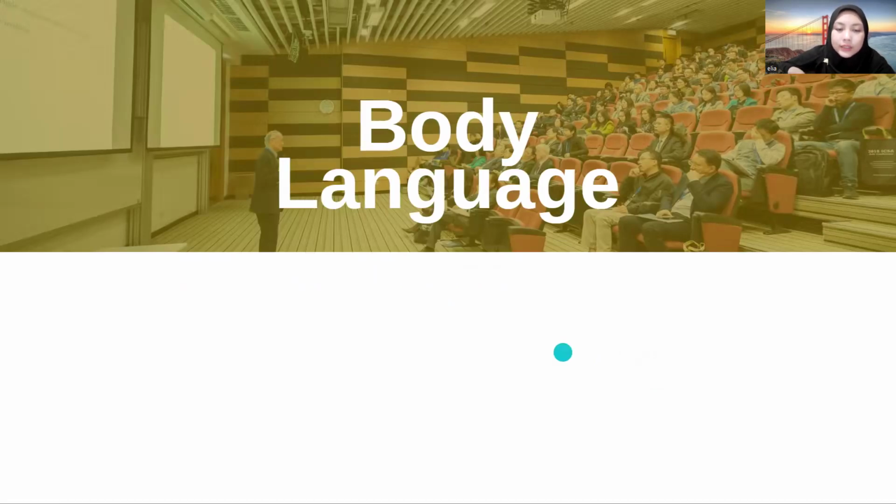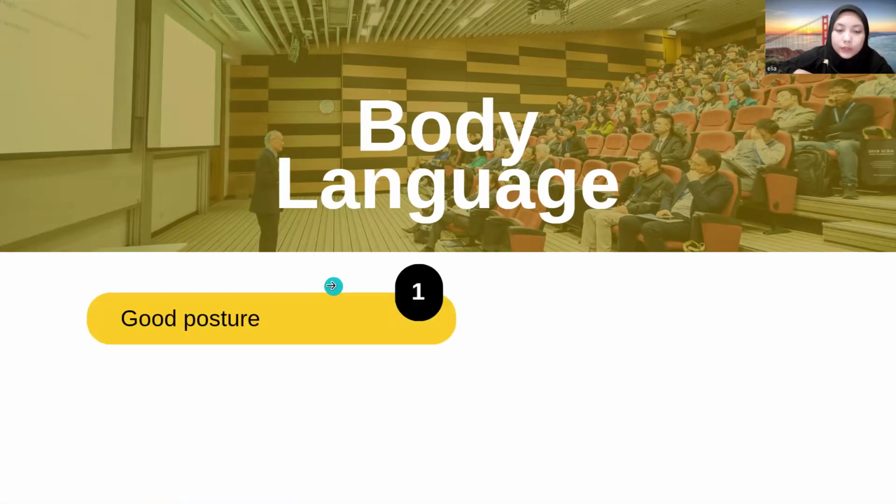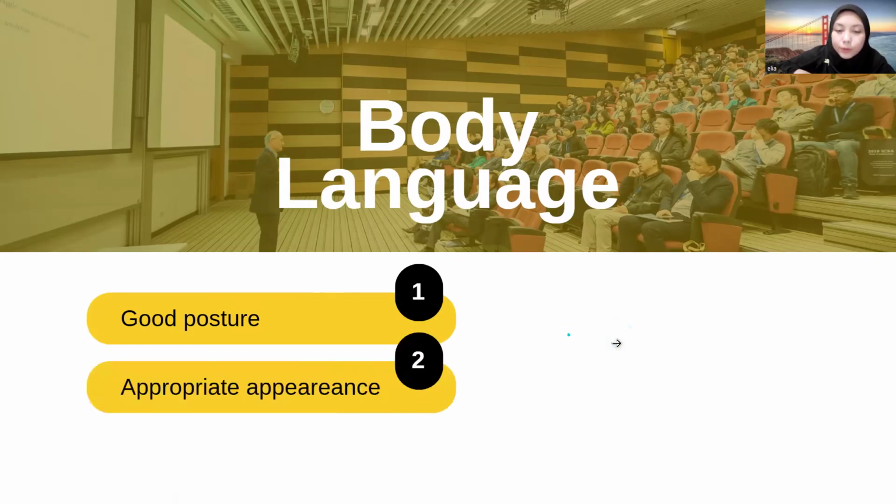And the next is body language, which can either support or distract from your message. The first thing you have to do is maintain good posture. Stand with good posture and be confident. Dress appropriately for your audience and occasion because your appearance sends a message even before you speak.